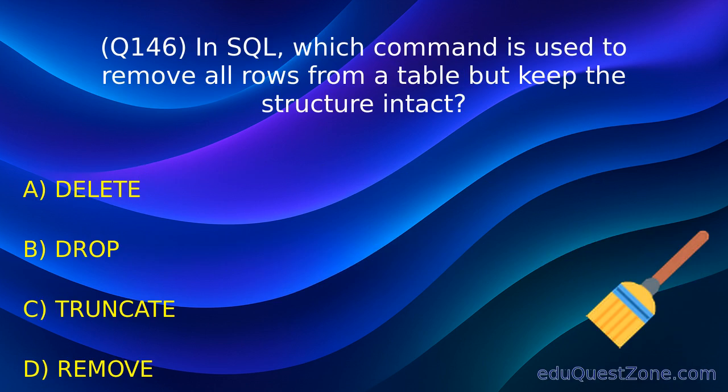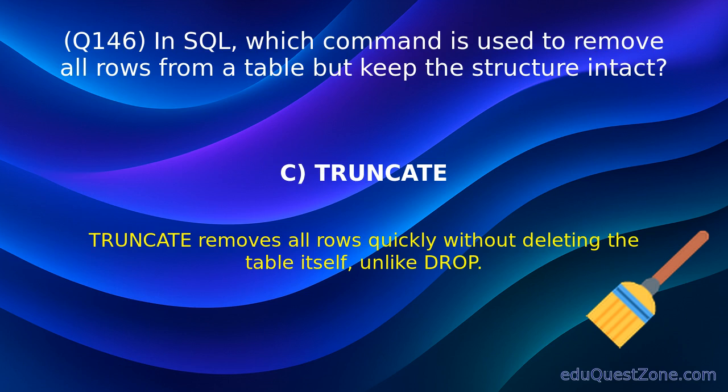Question number 146. In SQL, which command removes all rows from a table but keeps the structure intact? Option C, truncate. Truncate command removes all records but keeps the table definition.